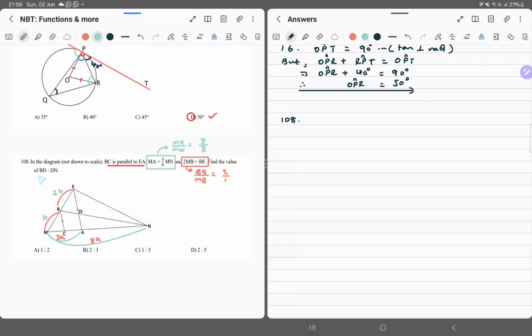Now what is the story? We are then supposed to find BD over DN. So this we can do if we focus on which triangle. Remember, this is the proportionality theorem. So this means we will need to finally get to this triangle. All right, great. But now where do we begin?